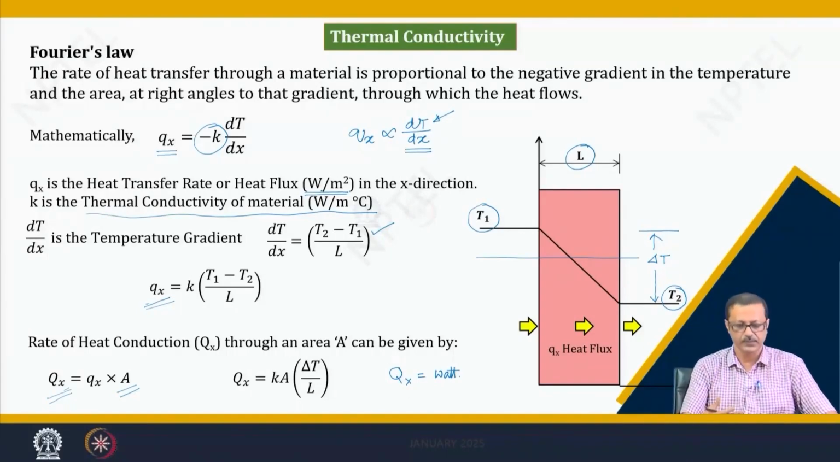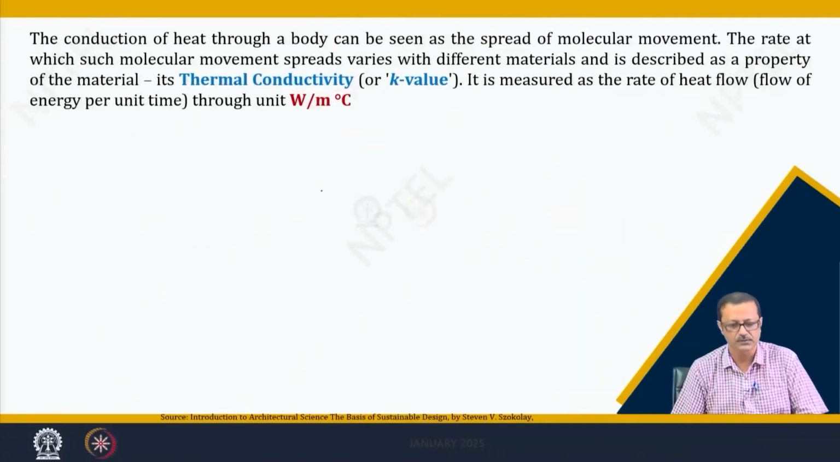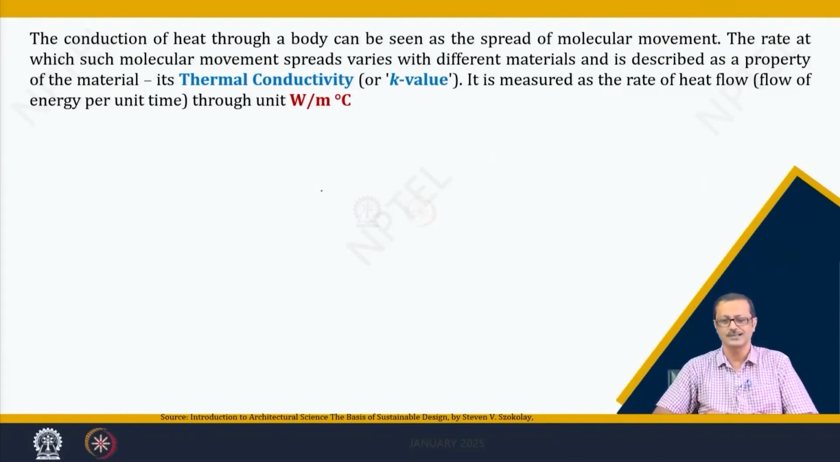We have developed, or understood, a material property like the K value, the thermal conductivity. What I have written here is that the conduction of heat through a body can be seen as the spreading of molecular movement from one point to another, and how fast or how slowly that particular heat can be conducted from one point to another depends upon that particular K value.